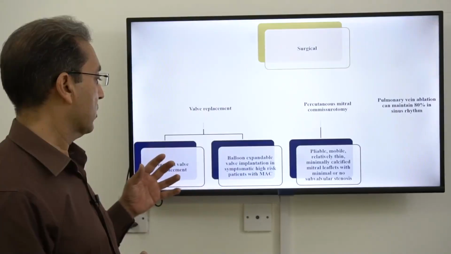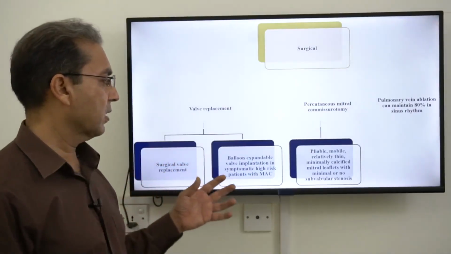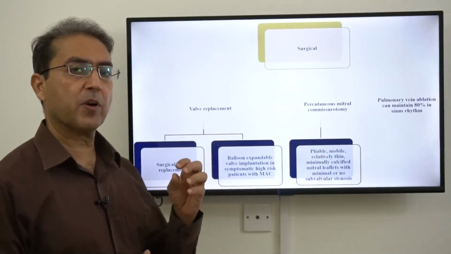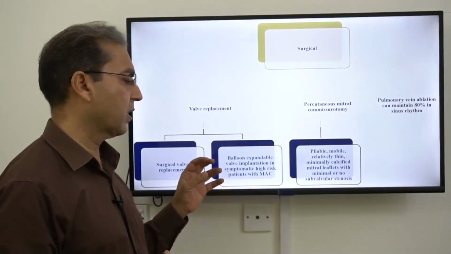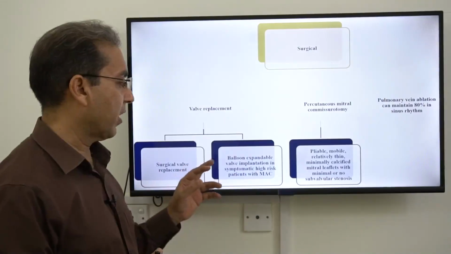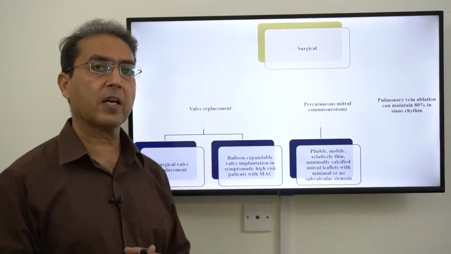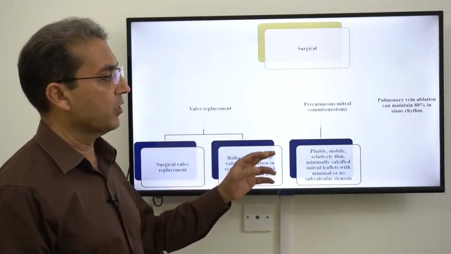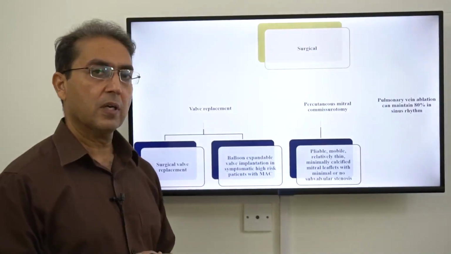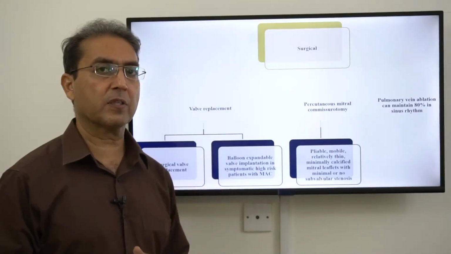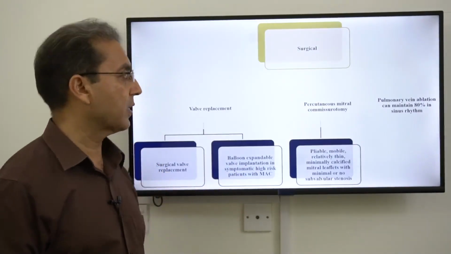And then we can go for surgical valve replacement, or a new option, a balloon expandable valve, is implanted. This is available in very few centers and usually used in patients who've got a symptomatic valve with high mitral annular calcifications. And when we are doing the surgery, we can go for pulmonary vein ablation. This can maintain a large number of patients in the sinus rhythm. Almost 80% of the patients can be maintained on sinus rhythm.